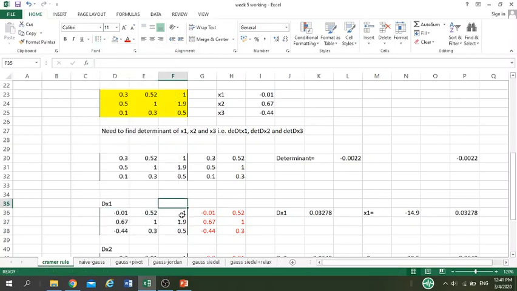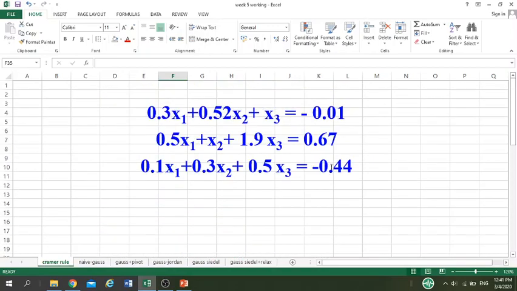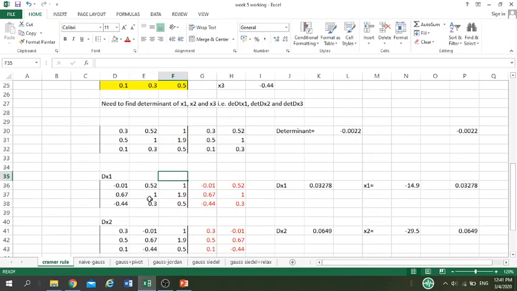Okay, so this is our new matrix for x1, in which we have replaced the first column with the values from the answer here. Then next, we have to find the determinant of this particular matrix, this whole matrix.